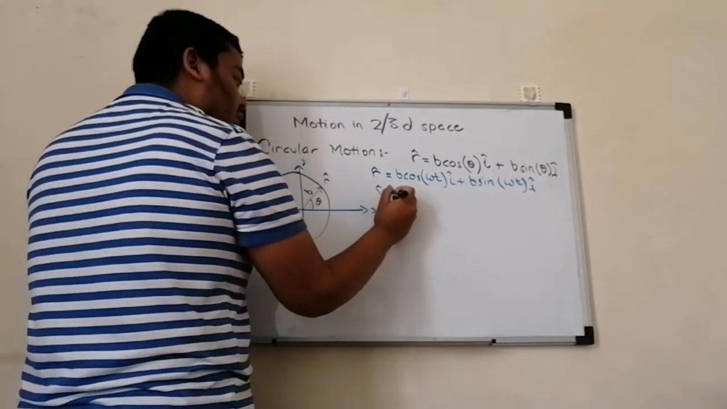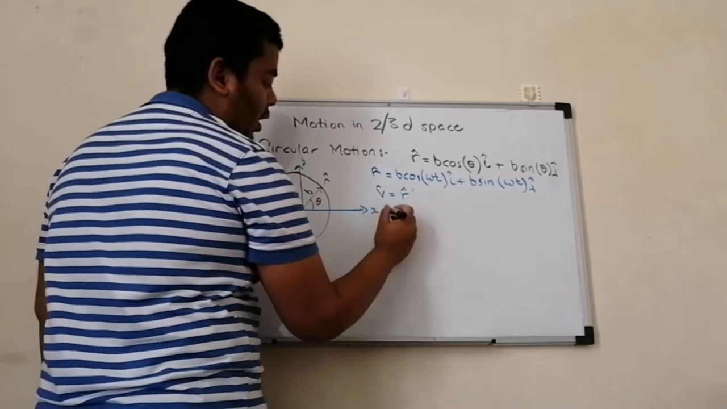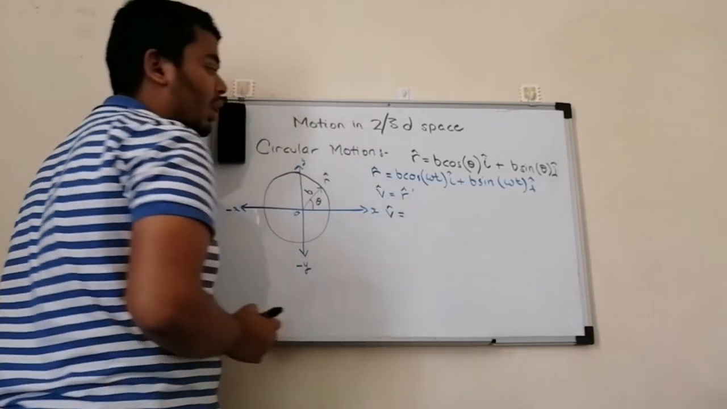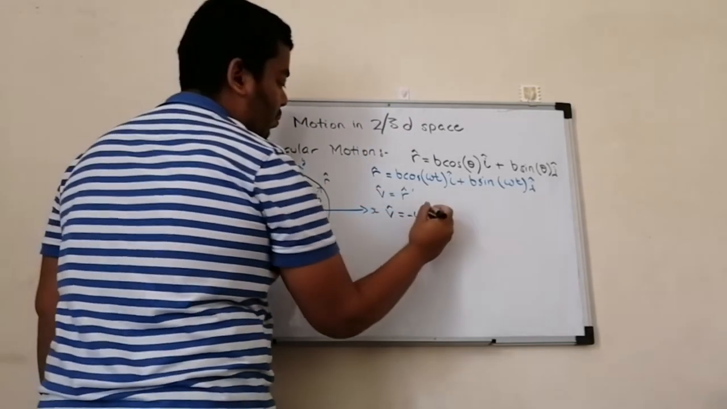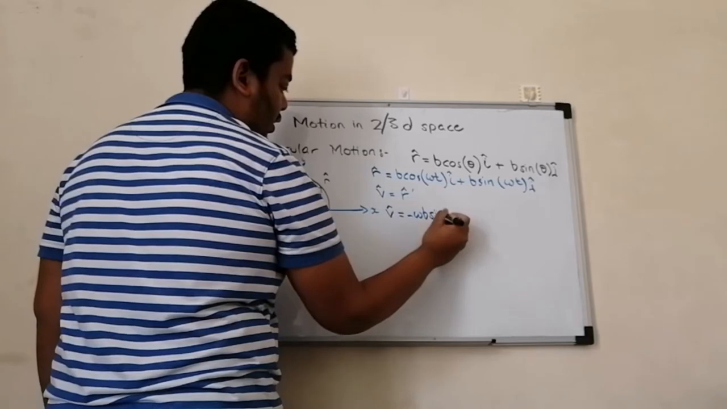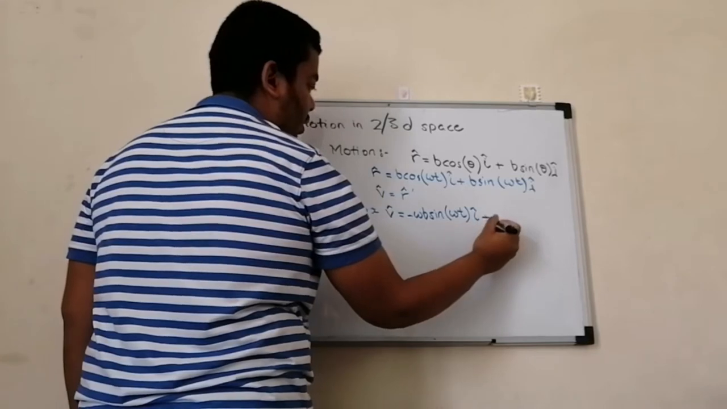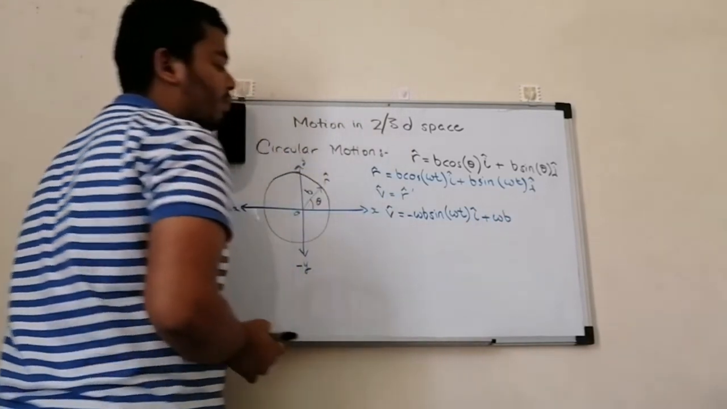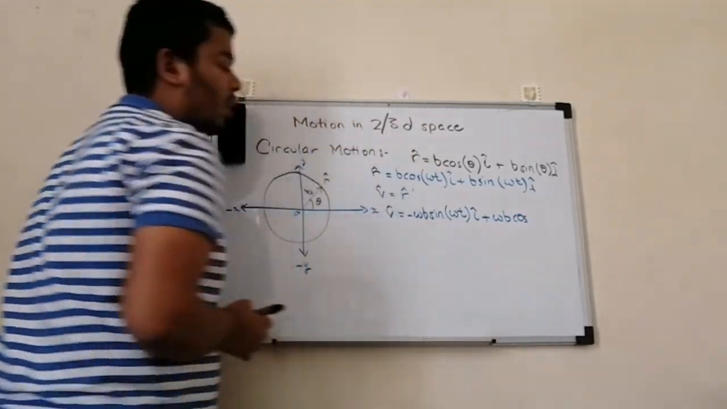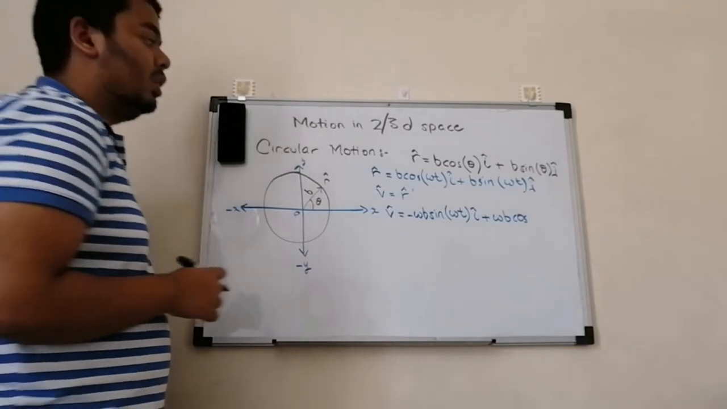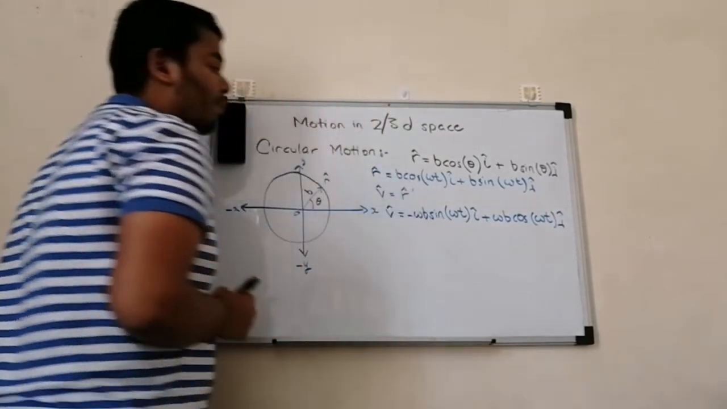So the velocity vector is equal to the derivative of the position vector, and the velocity vector can be given by negative w b sin wt i plus w b cos wt j. Okay, perfect.